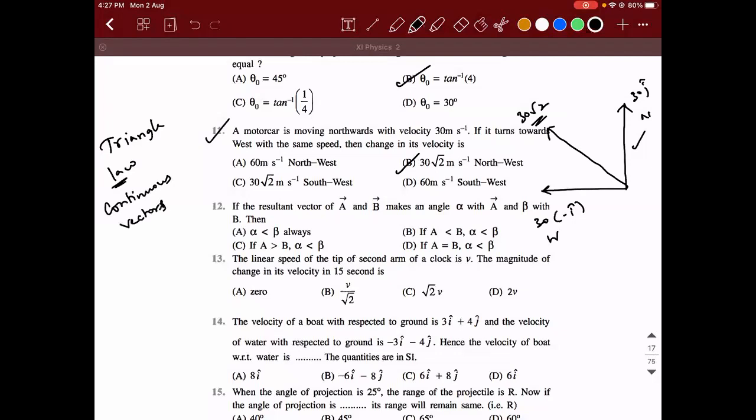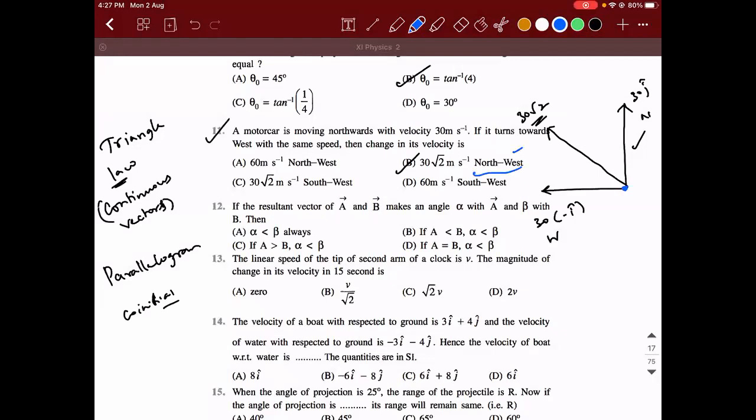What do you mean by continuous vectors? That is, when they are in order, one after another. Whereas you use the parallelogram law when they are co-initial. So here, what kind of vectors do you have? Co-initial. Yes, that is the reason you need to use the parallelogram law. So the answer is northwest. Don't make a mistake.